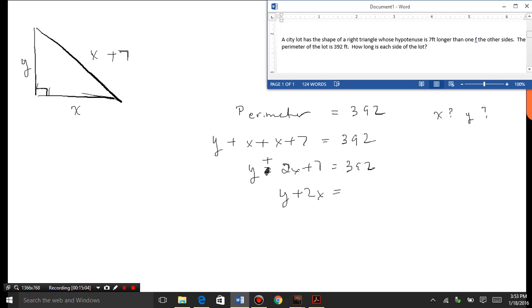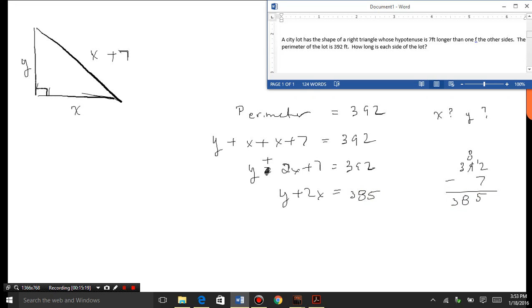What's 392 minus 7, guys? I don't know, let's go to the side. 392 minus 7. And this is what I urge you to do: right now I'm running on fumes because I'm a little bit exhausted, so what you've got to learn to do when you start running on fumes is show more work. Okay? So here we are, 385.